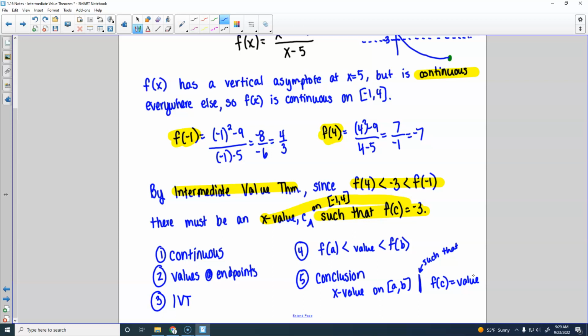You could probably get by with just saying it's continuous on this interval. But when you tell where that vertical asymptote is, you're showing that you didn't just blindly believe it, that you actually considered that. So I'm not certain about how an AP grader will do that, but to be cautious, I would put it there.